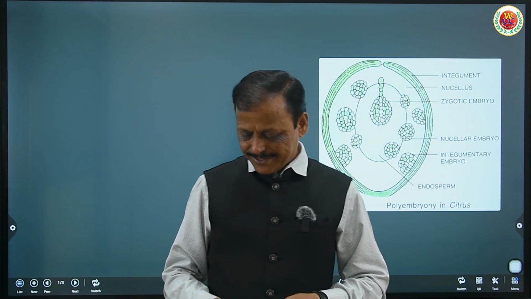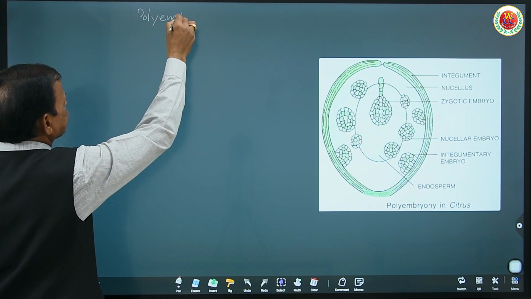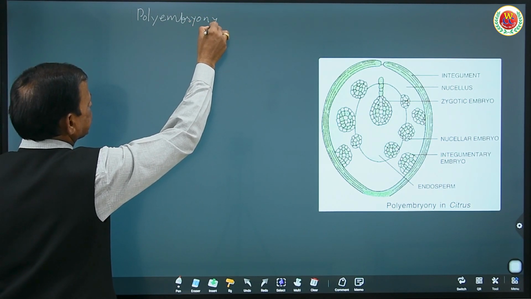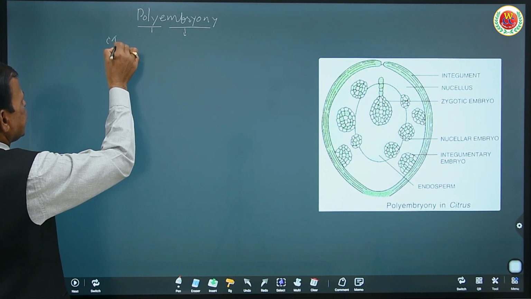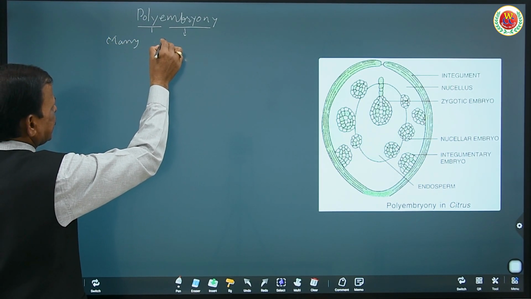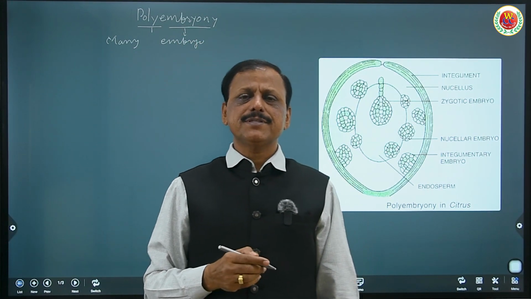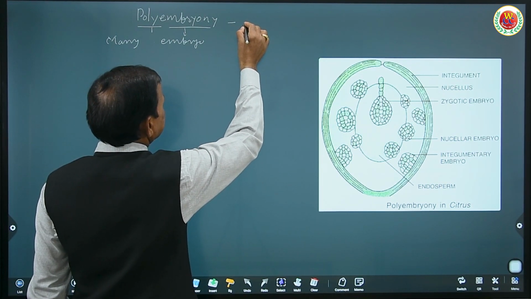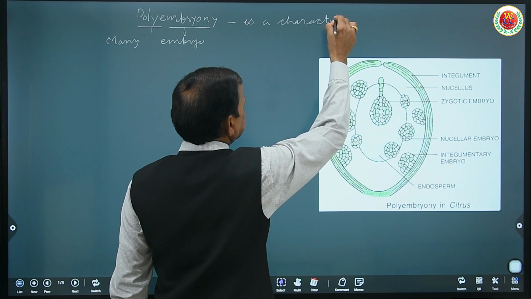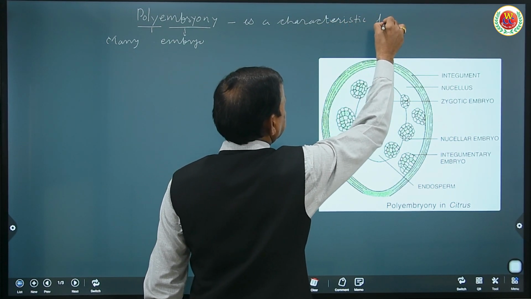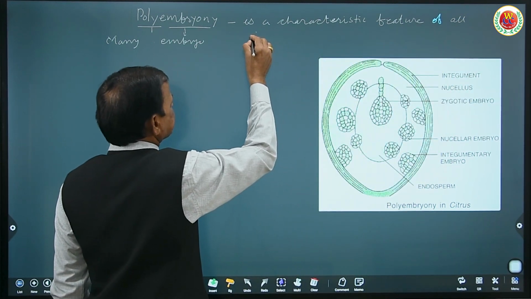As a part of series of lectures, the topic is polyembryony. That means many embryos. Generally, each seed has only one embryo, that we know. Polyembryony is generally a characteristic feature of gymnosperms. It is very often found in all gymnosperms.